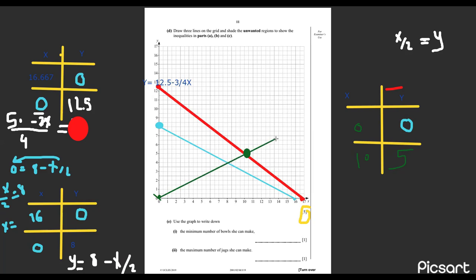Okay, back here he said it is less than. So when he says the y here is less than, we need to mark it, the red one, the line. First, he needed to use a graph here, draw, and shade the unwanted region to show the inequalities. So the first inequality was here, the y is less than.